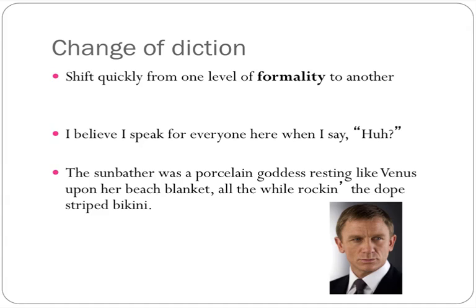"The sunbather was a porcelain goddess resting like Venus upon her beach blanket, all the while rocking the dope striped bikini." Okay. Again, we set this up and we have this very stuffy "the sunbather was a porcelain goddess," creating this very conservative image of the beauty of this character. And then you get the "rocking the dope striped bikini." That's pretty informal, very slang, very colloquial. And so by contrasting those levels of formality, you create some nice surprise in your writing. Changes it up a little bit.